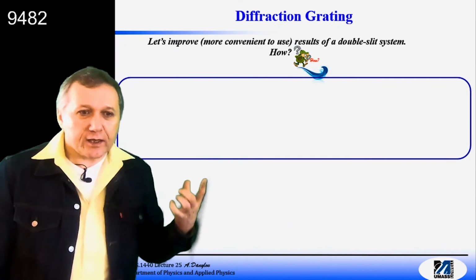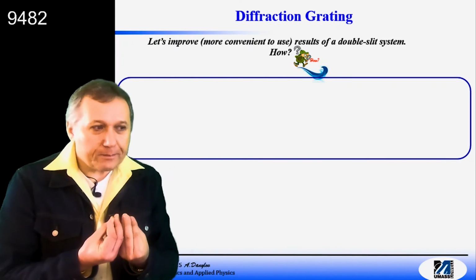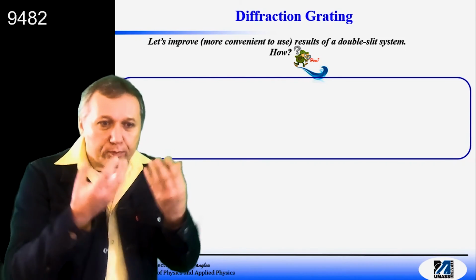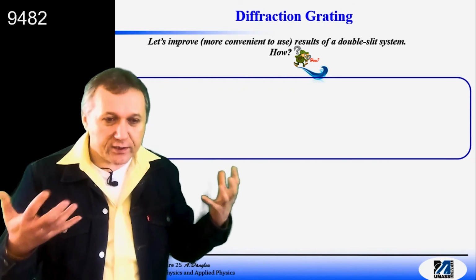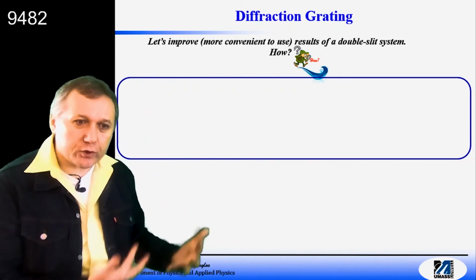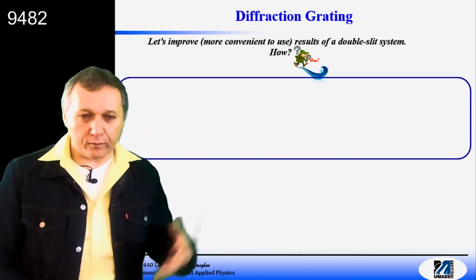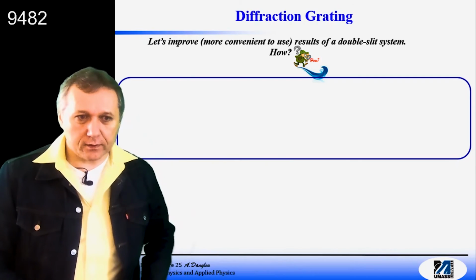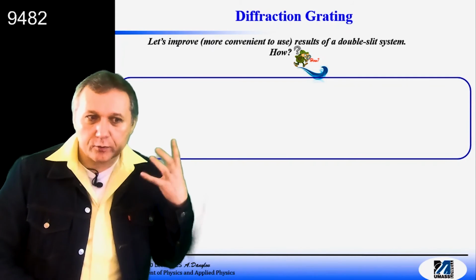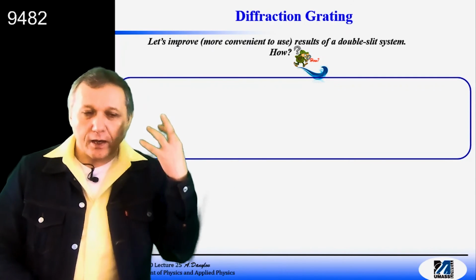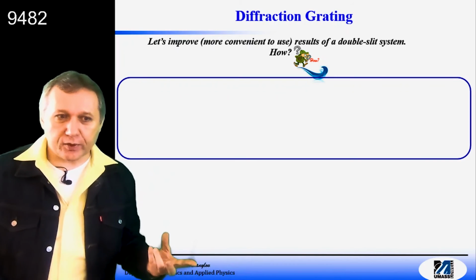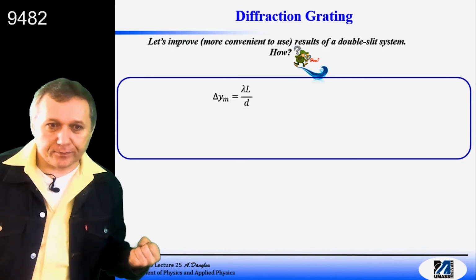And the second, can we make these bright spots even brighter? It's a natural desire of anyone who would try to use the double-slit experiment, for example, to measure the wavelengths of a radiation of a laser. And how can we do that? How can we achieve these two things? Increase the distance between bright spots and increase the intensity.